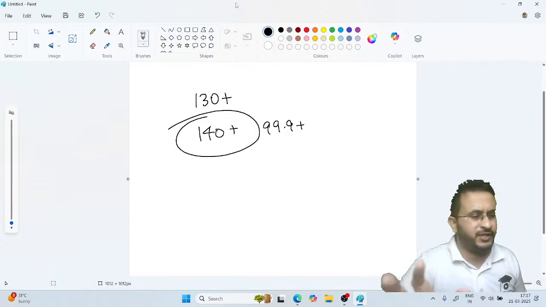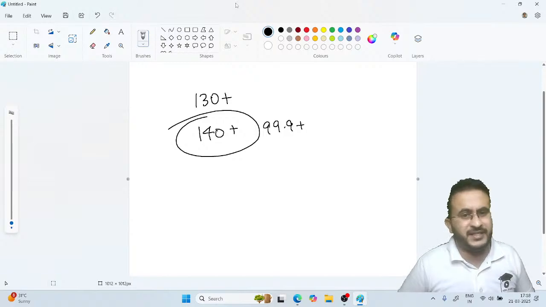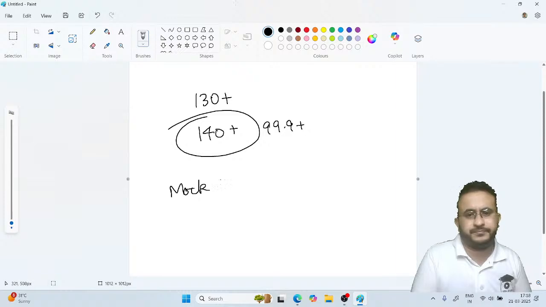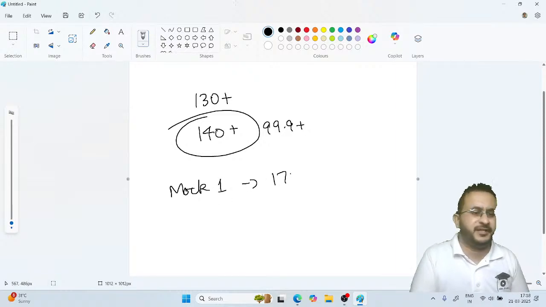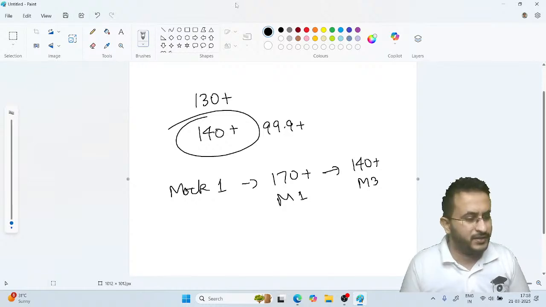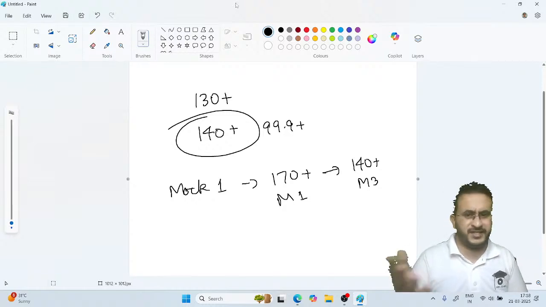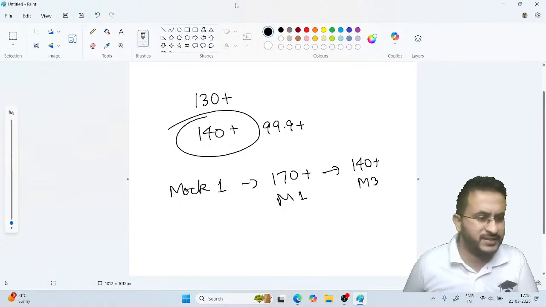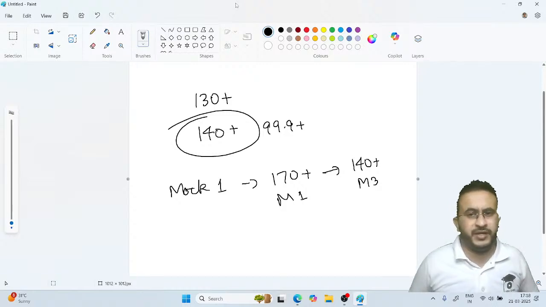And these three mocks I would recommend you attempt in the order first, second, third, because they are of different difficulty levels. The first one was quite easy. If you attempted mock one, 170 plus there is equal to 140 of mock 3. So mock 1's 170 is equivalent to mock 3's 140, because in that one there were many more individual questions. There were very few puzzles, so that was the easy mock, I would say. Please do attempt these tests and see where you stand in these.